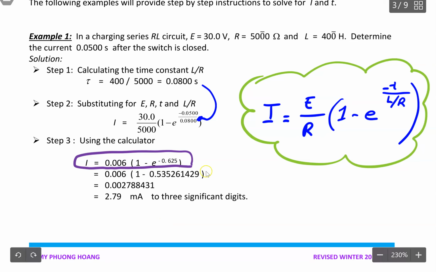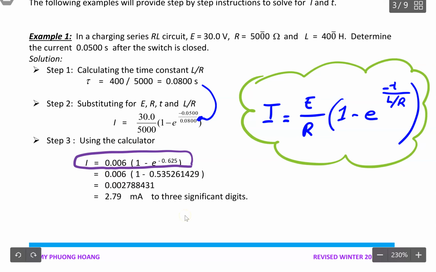So the next step is to perform whatever is inside the bracket. That means I have to take this result away from 1. So take 1, subtract this number. I will have a value, and that value multiplied by 0.06 will give me this number.